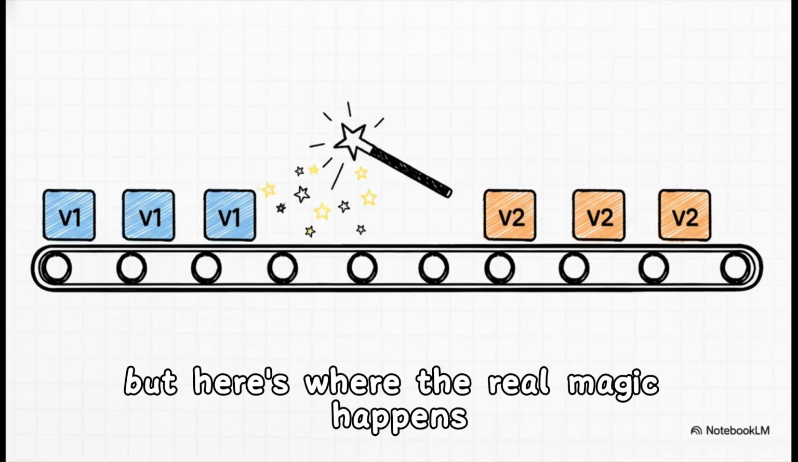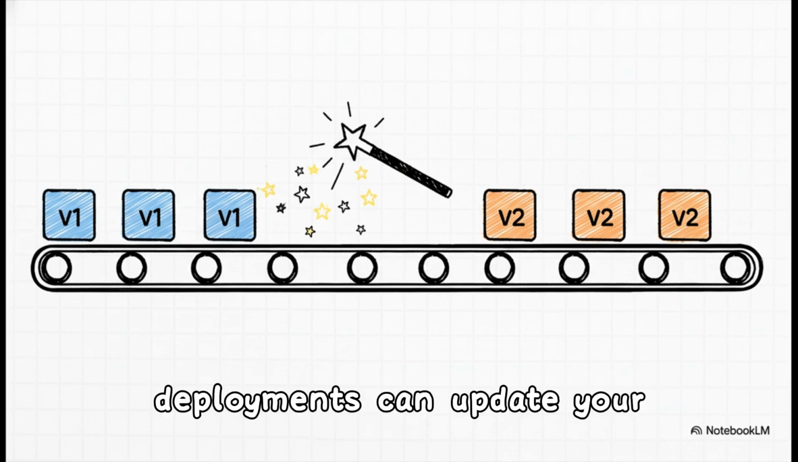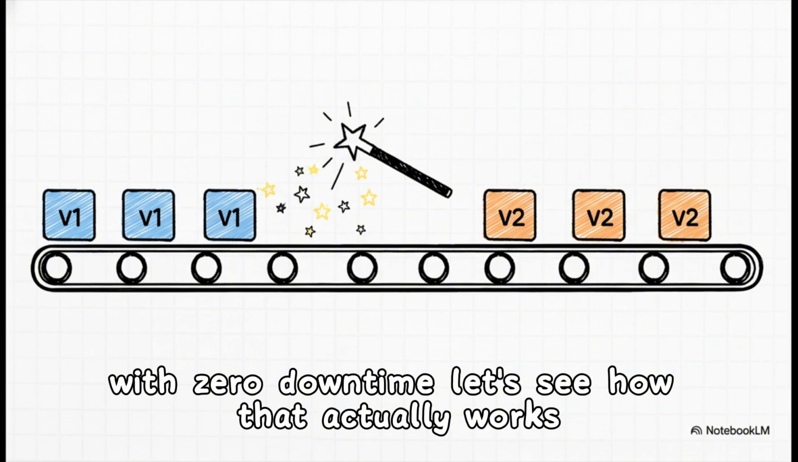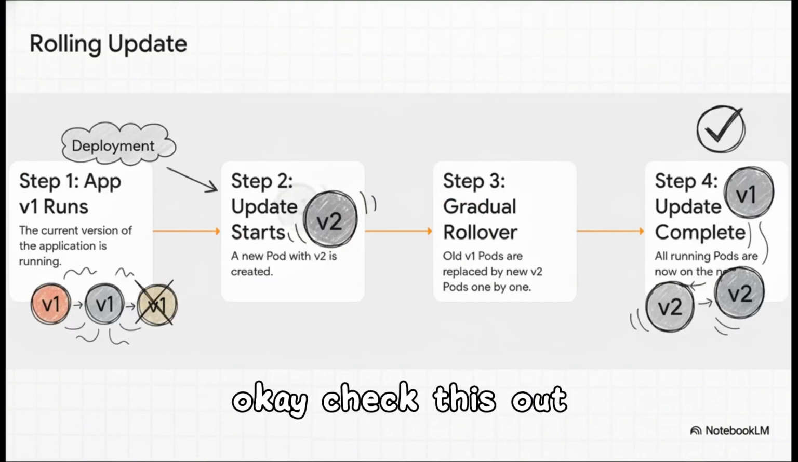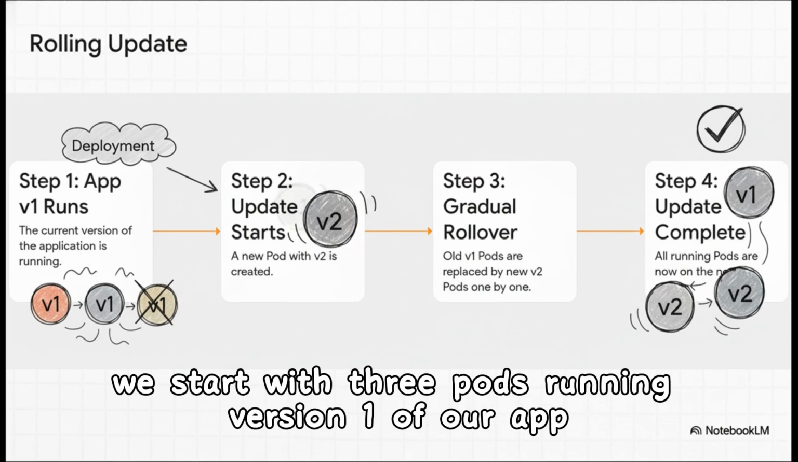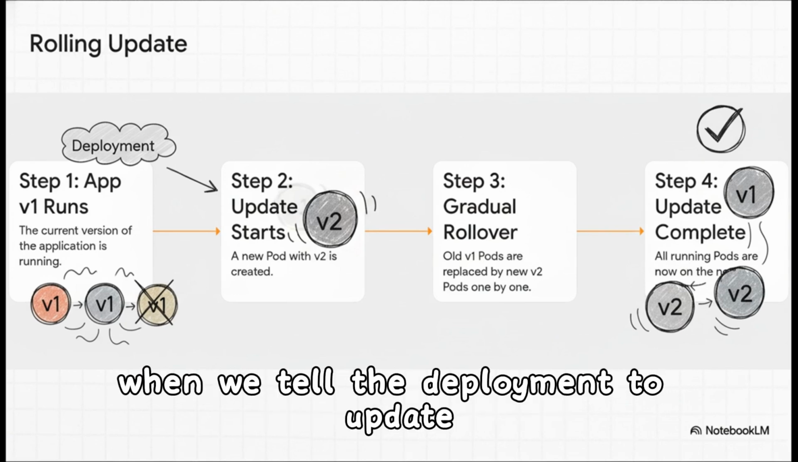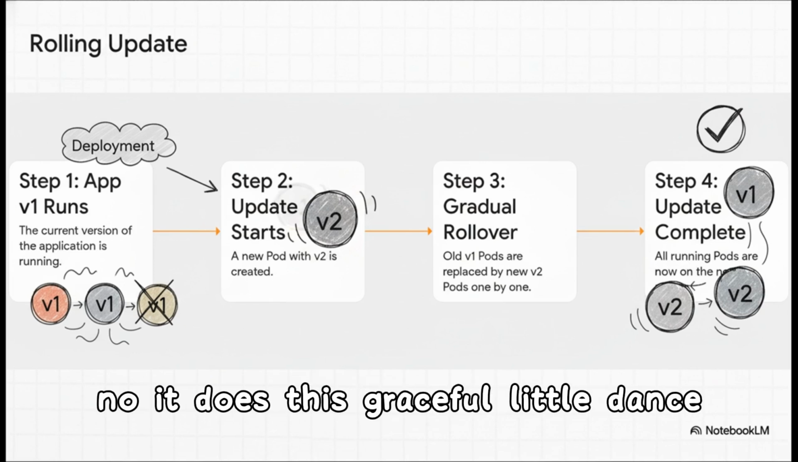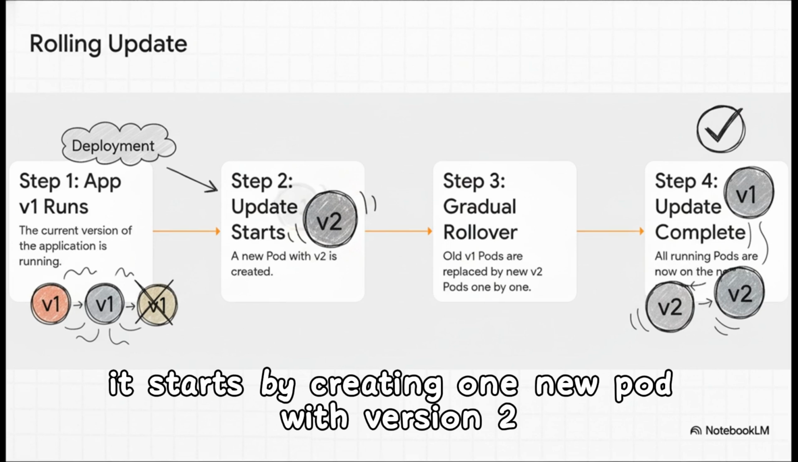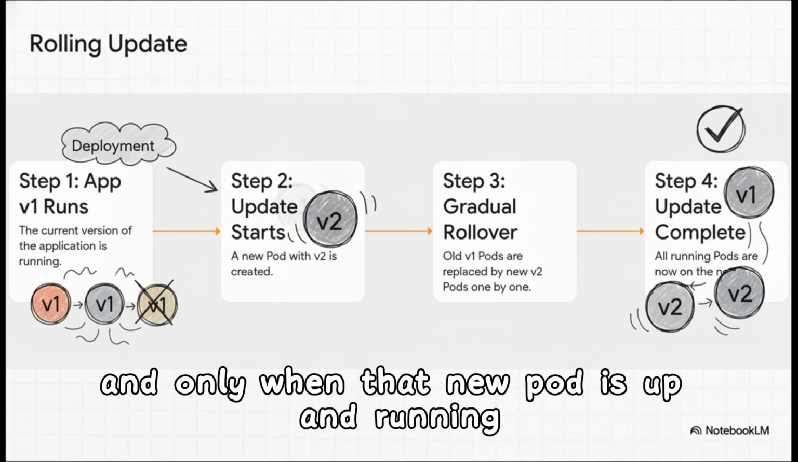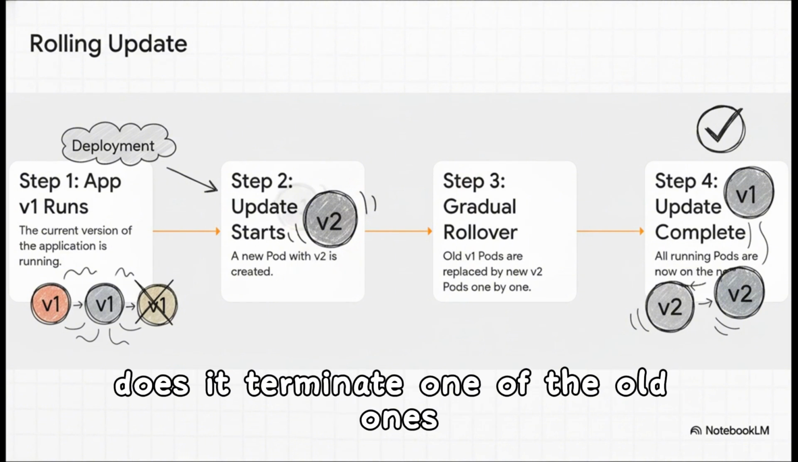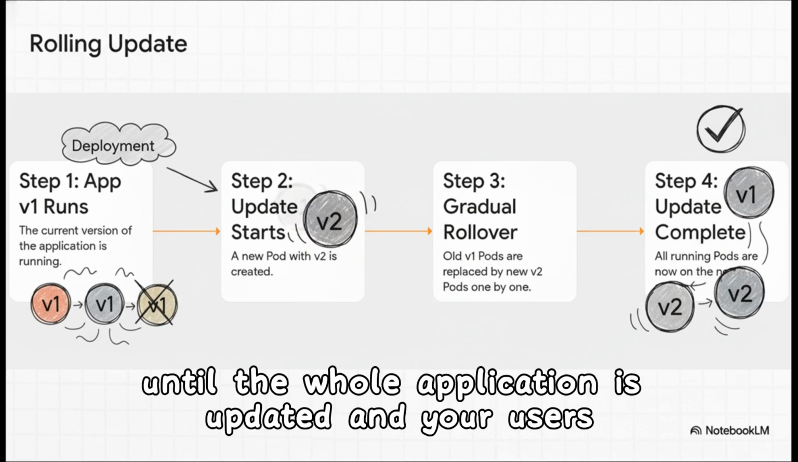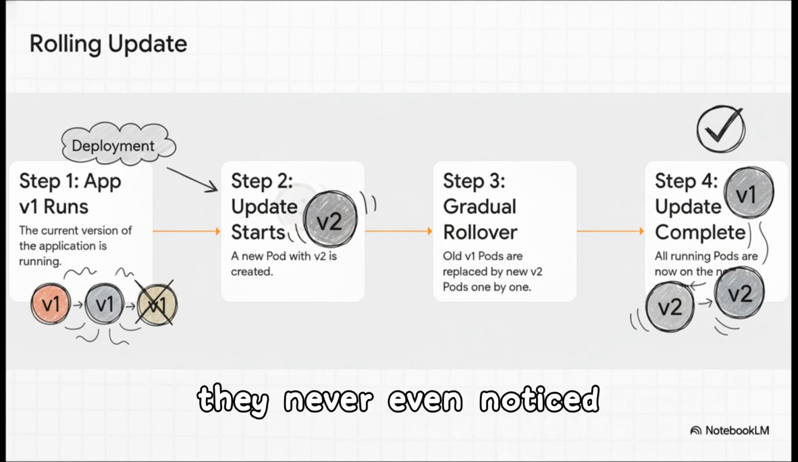But here's where the real magic happens. Deployments can update your entire application to a new version with 0 downtime. Let's see how that actually works. Okay, check this out. We start with 3 pods running version 1 of our app. When we tell the deployment to update, it doesn't just nuke everything. No, it does this graceful little dance. It starts by creating 1 new pod with version 2. And only when that new pod is up and running does it terminate one of the old ones. It just keeps repeating this. New one up, old one down, until the whole application is updated. And your users, they never even noticed.